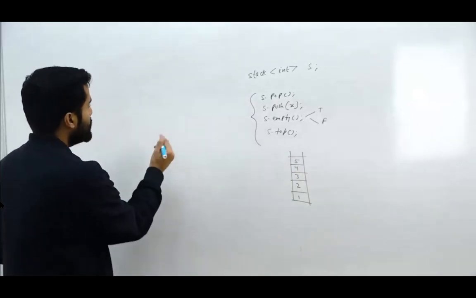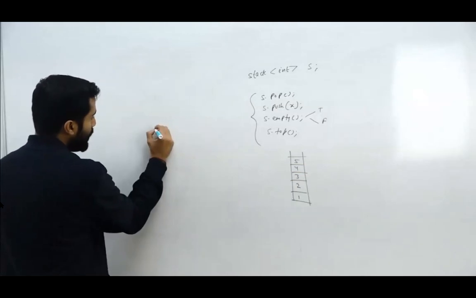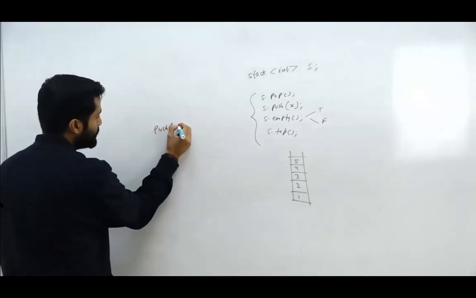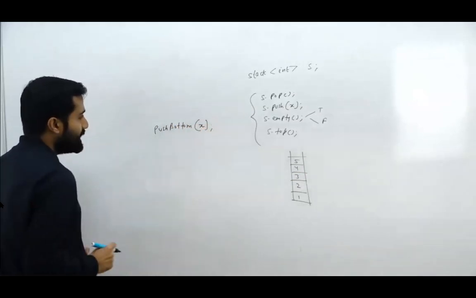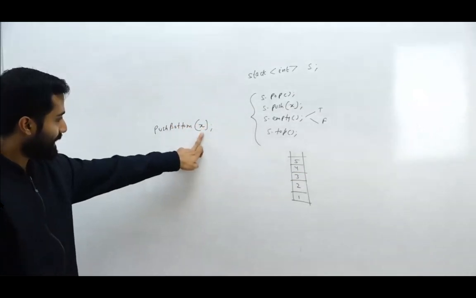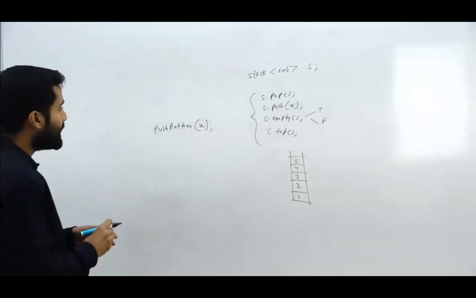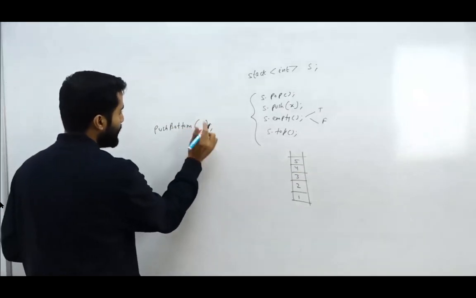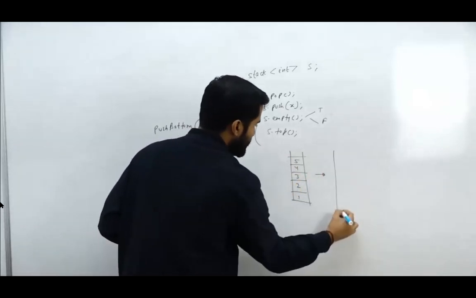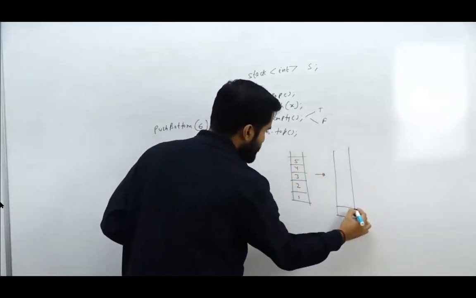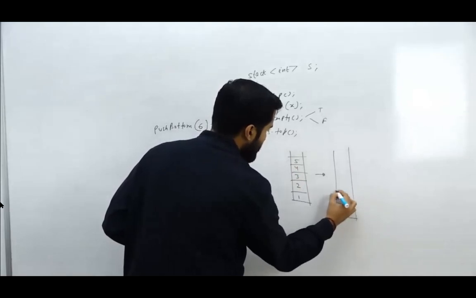So let's come to the first question. We want to implement a new operation called push bottom. So push bottom should take an element X and it should push this X to the bottom of the stack. For example, if I want to do push bottom of 6 to this stack, then what should happen is that everything else remains the same. It's just that 6 comes to the bottom.